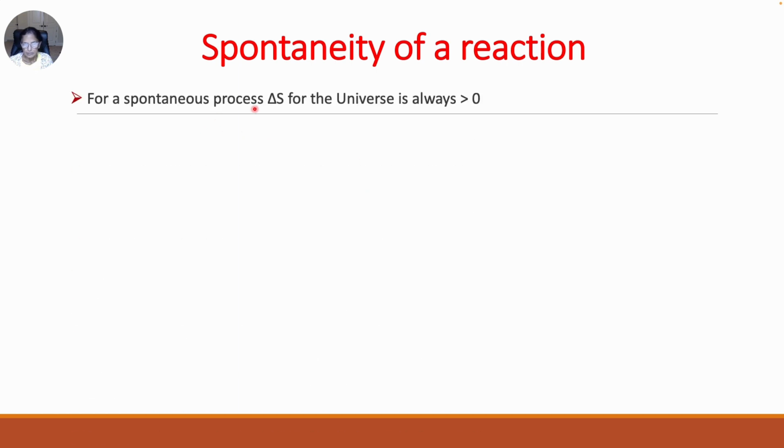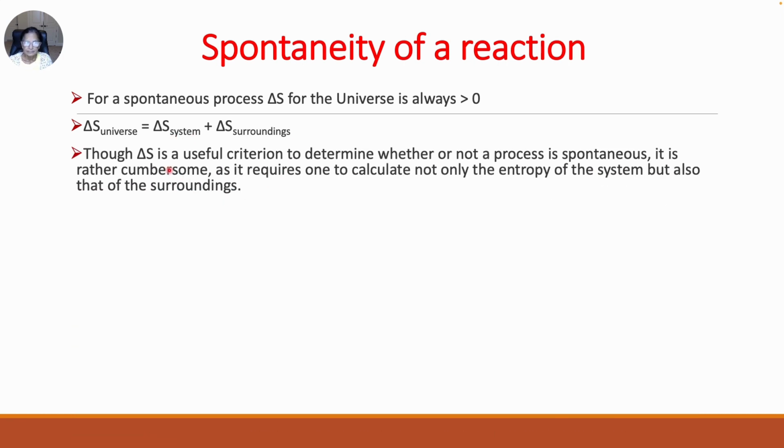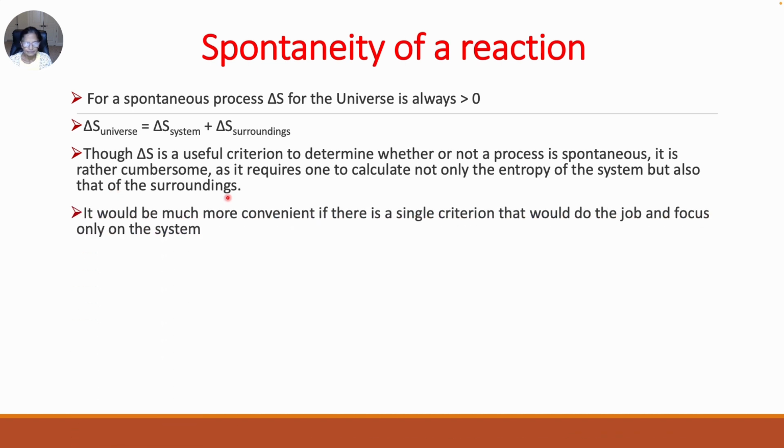For a spontaneous process, delta S for the universe is always greater than 0. Delta S universe is what? Delta S system plus delta S surroundings. Though delta S is a useful criterion to determine whether or not a process is spontaneous, it is rather cumbersome, difficult, because it requires us to calculate not only the entropy of the system but also the entropy of the surroundings. It would be much more convenient if there is a single criterion that would do the job and focus only on the system, because delta S surroundings is difficult to calculate.